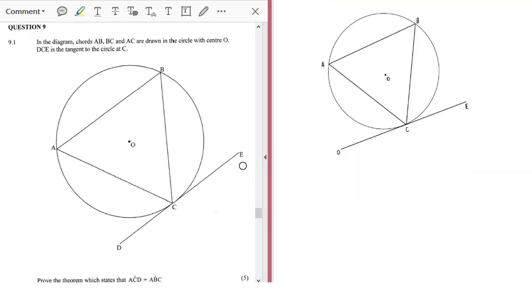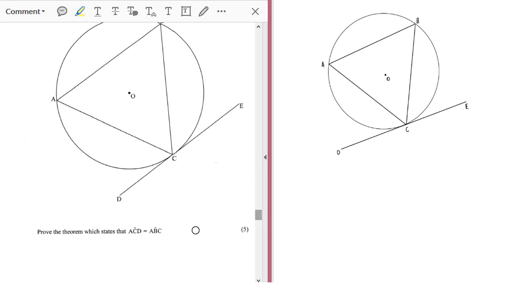Right, the easiest place to start with your Maths Paper 2 is always your proof. In this paper, this is question number 9. It says, in the diagram below, chords AB, BC, and AC are drawn in the circle with center O. DCE is the tangent to the circle at C. We now need to prove, we all know this theorem, prove the theorem that states that angle ACD is equal to angle ABC. Which theorem is this one? That's the tan-chord theorem.